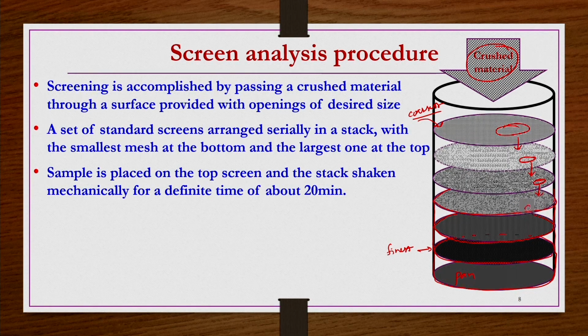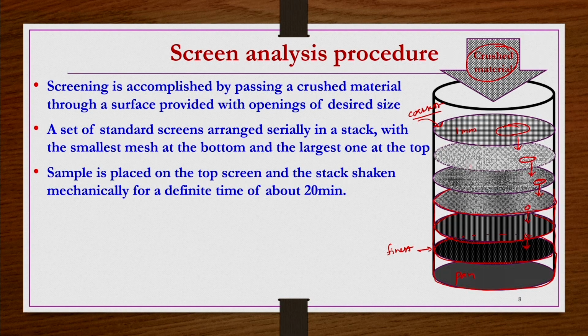Like that, finer particles are passing through, and larger particles are retained. So let us say the top screen has an opening of 1 mm. Particles having size more than 1 mm will be retained on that one. Particles smaller than 1 mm, that is 0.89 mm, 0.8 mm or even 1 micron, 2 microns, all of those will pass through. They will not be retained on this screen.